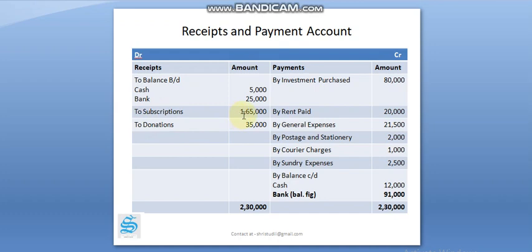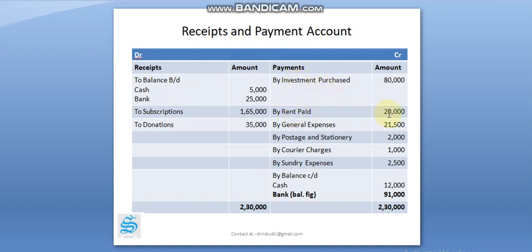Subscriptions received are of rupees 1,65,000 and the donations received are of rupees 35,000. Now we will record all the payments such as investment purchased of rupees 80,000. We know that the investment purchase is of capital nature, but as we record all types of receipts and payments in the receipt and payment account, the investment purchase will be recorded.